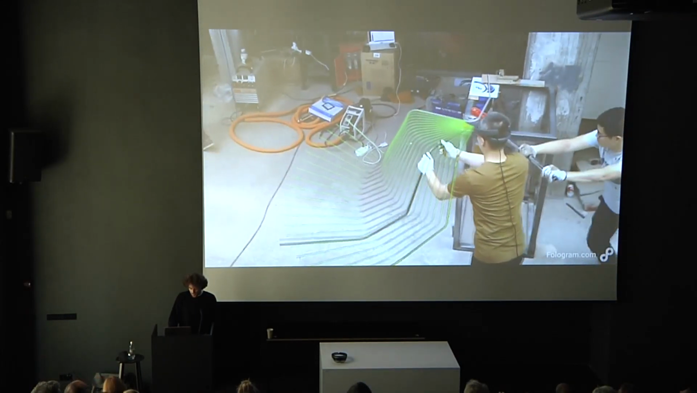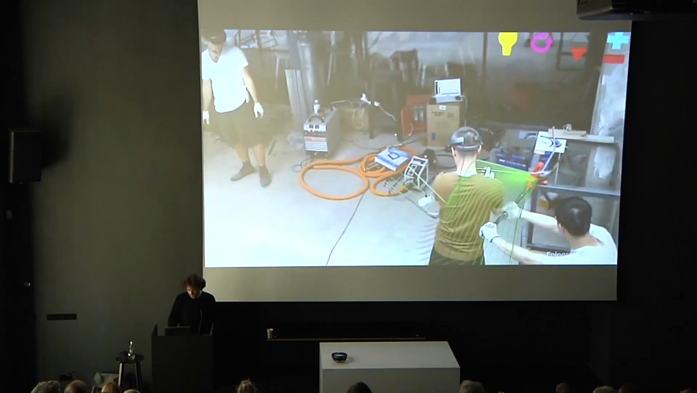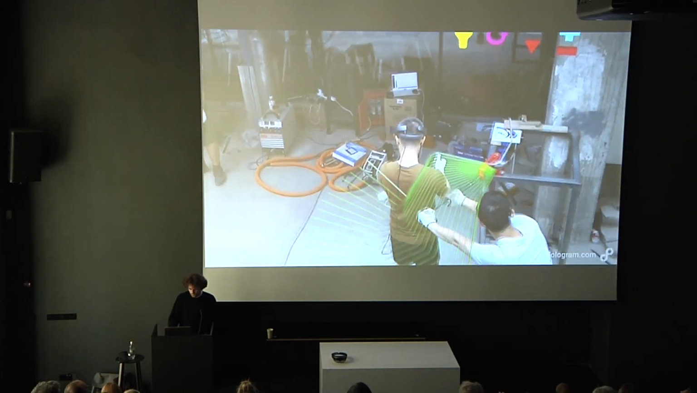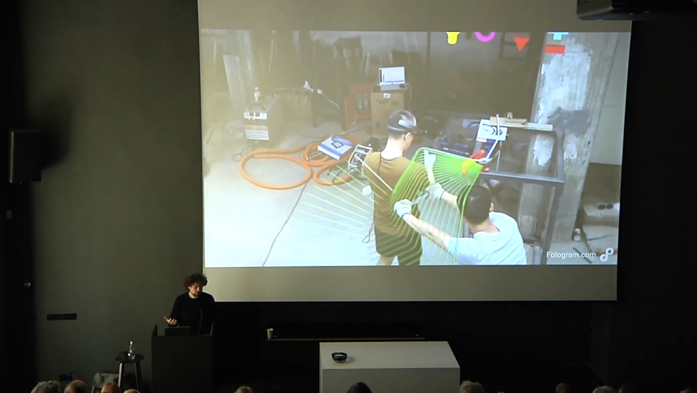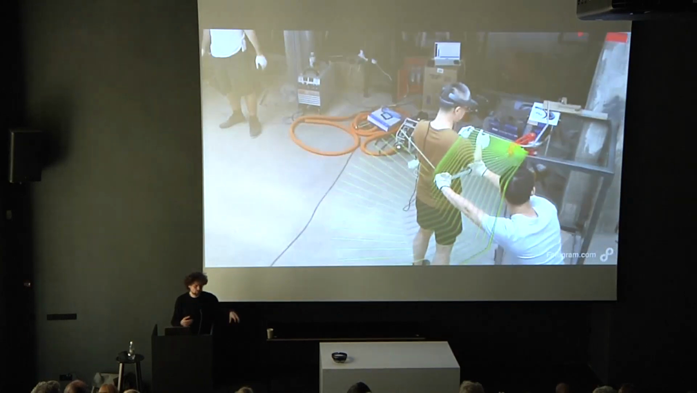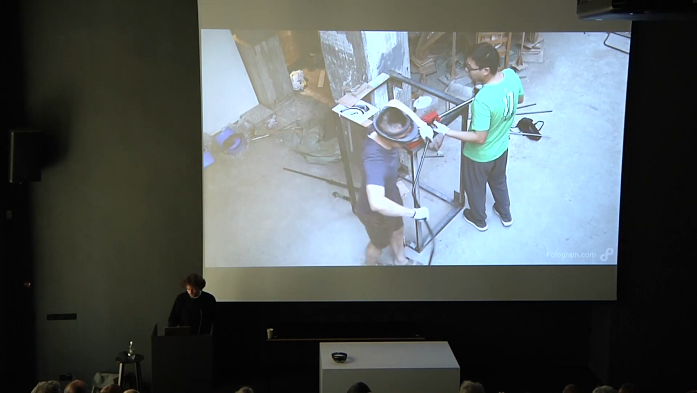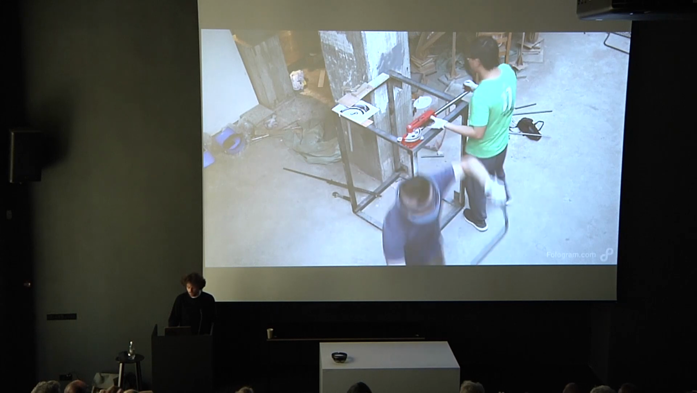So to do a bend, this is Ching lining it up. Once it lines up at the end, you know it's right. Just like with the bricks, once the physical and hologram overlap, it's correct.